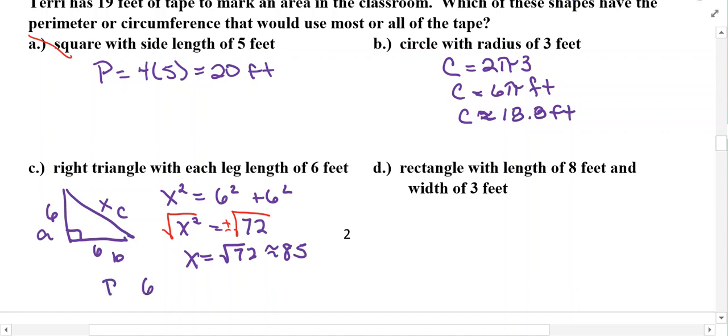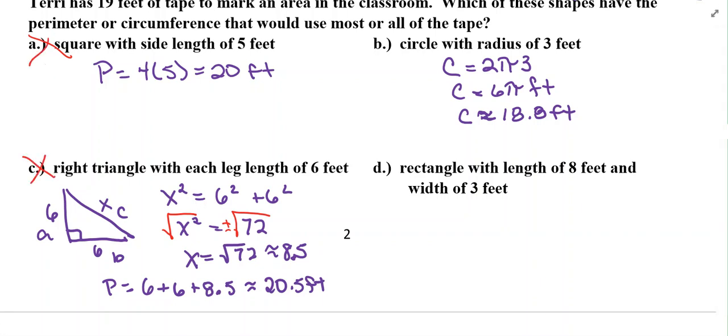So I add the 3 sides to get the perimeter. And the perimeter is approximately 20.5 feet. Well, that one rules that one out again because it is greater than 19.